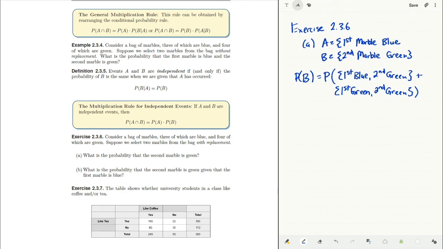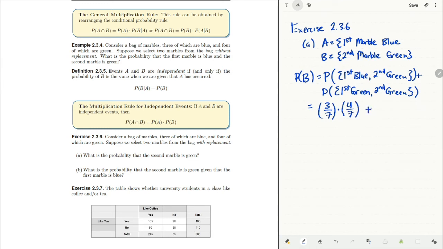So now let's look for the probability that the first marble is blue and the second marble is green. So there are 3 blue marbles out of 7. So the probability that the first marble is blue is 3 out of 7. And since we're selecting the marbles with replacement, there's going to be 3 blue marbles and 4 green marbles in the bag for the second marble. And so the probability that the second marble will be green is going to be 4 out of 7.